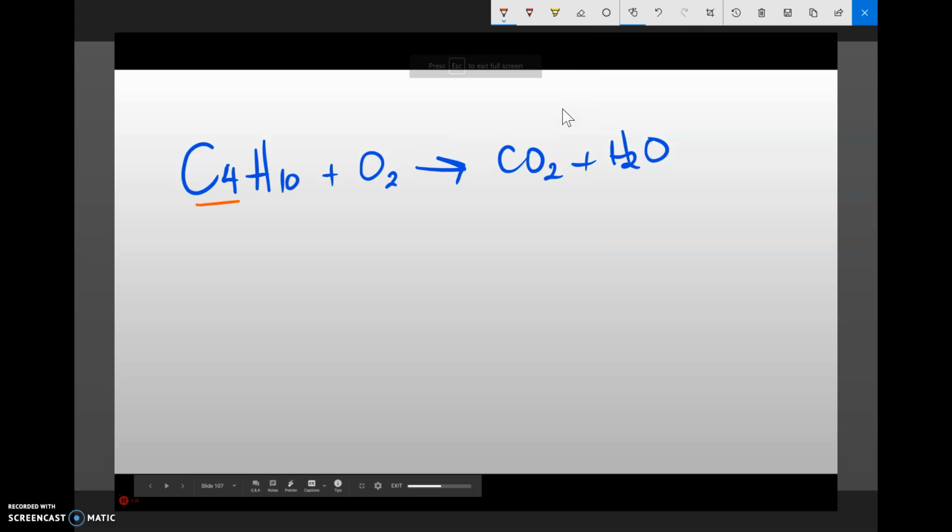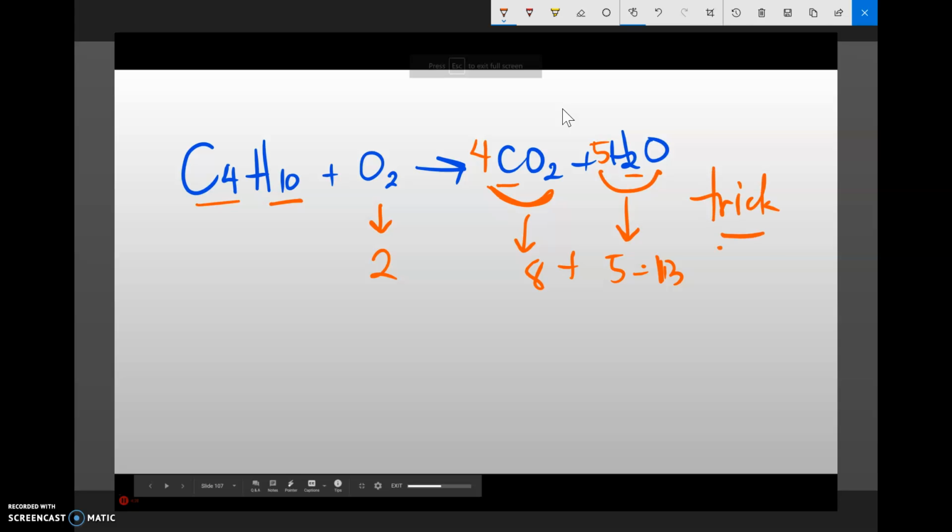So carbon, we have 4. Over here, we have 1. So we're going to go ahead and put a 4 in the front. Hydrogen has 10. Here it has 2. So 2 times what makes 10? That would be 5. And then we have 2 oxygens on that reactant side. And on the product side, we have 4 times 2, which is 8, plus that's going to distribute, and that's going to be 5. So we have 13. Okay, there is a trick when you balance this.